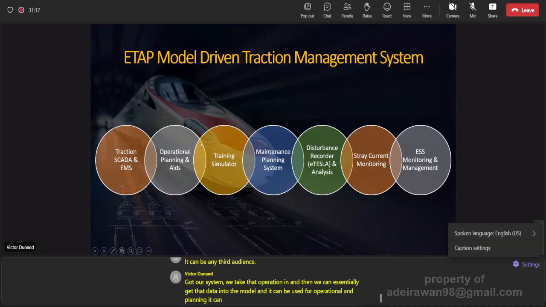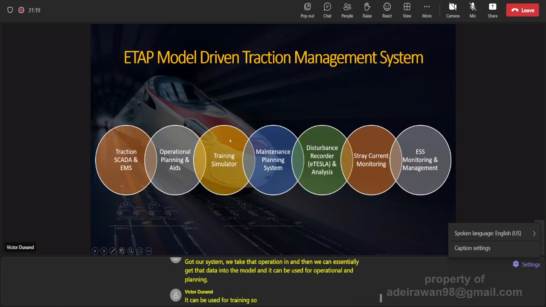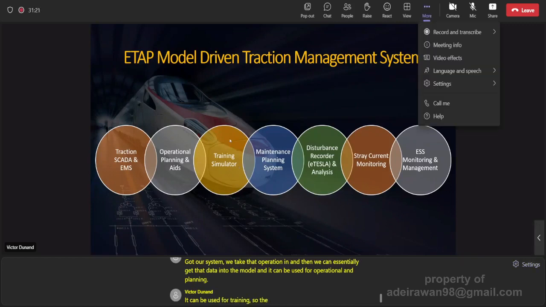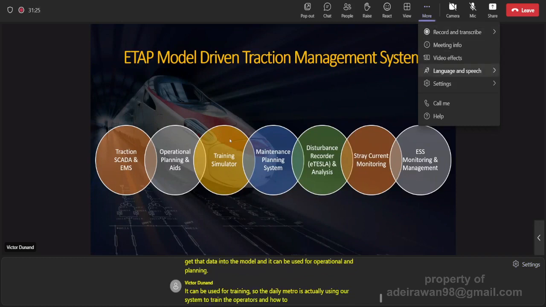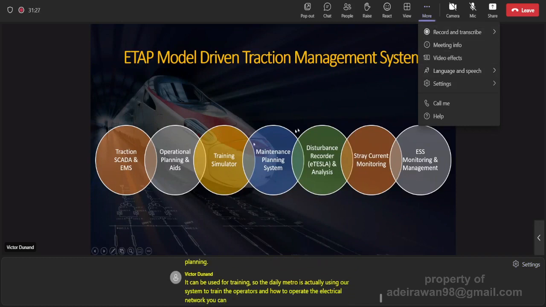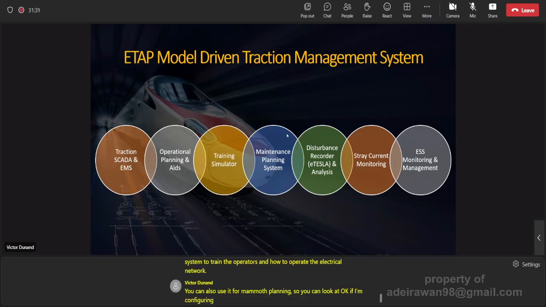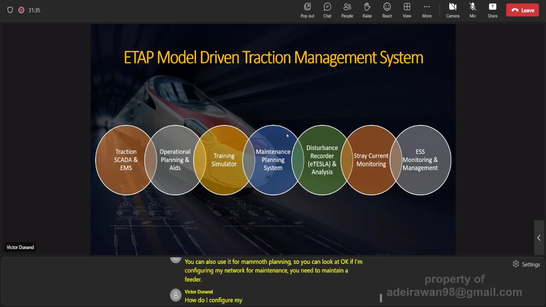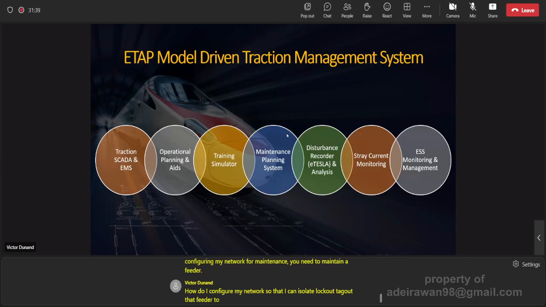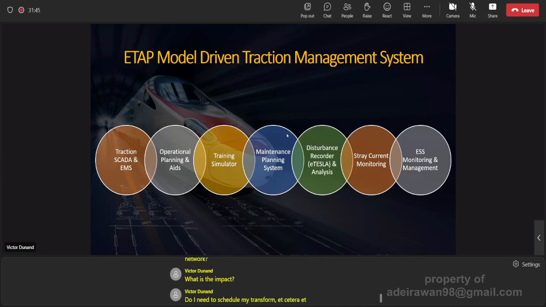It can be used for training. So the Delhi Metro is actually using our system to train the operators on how to operate the electrical network. You can also use it for maintenance planning. So you can look at, okay, if I'm configuring my network for maintenance, if you need to maintain a feeder, how do I configure my network so that I can isolate, lock out, tag out that feeder to do the maintenance while I'm still operating the network? What is the impact? Do I need to schedule my trains differently, etc.?